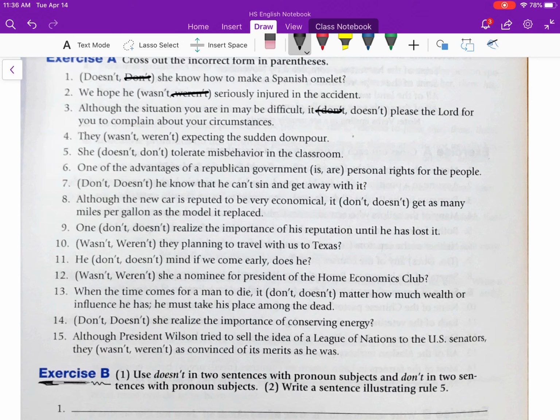Okay, that is going to be your assignment for today. Pages 176, 177, 178. Be sure to complete anything that we have gone over.